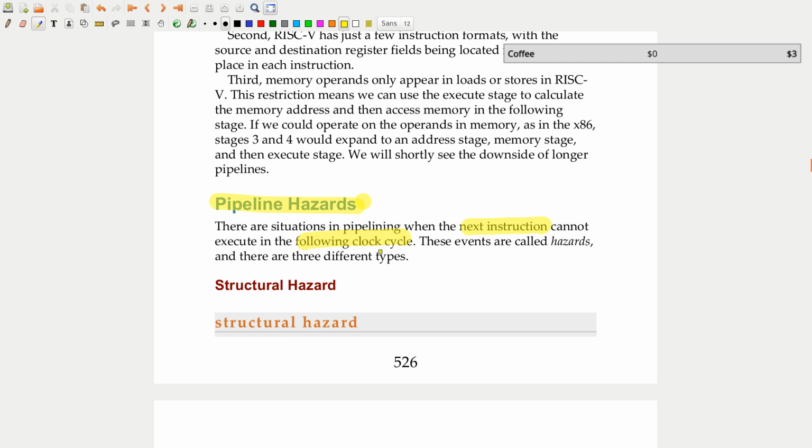These are situations in pipelining where the next instruction cannot execute in the following cycle, and that's usually because of some kind of dependency. And so we call these hazards, and we put them in 3 categories.